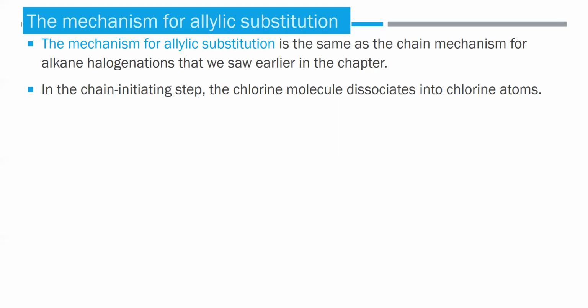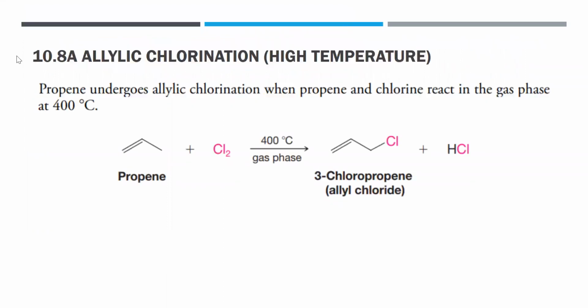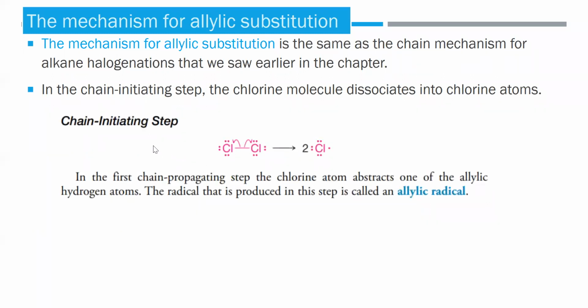Here in this case, you just have a double bond adjacent to your sp3 carbon. So the mechanism for allylic substitution is the same as the chain mechanism for alkane halogenation. Since it's the sp3 carbon that reacts with halogen, you can imagine it's the same as the alkane reaction with halogen. We actually initially produce a radical in the reaction.